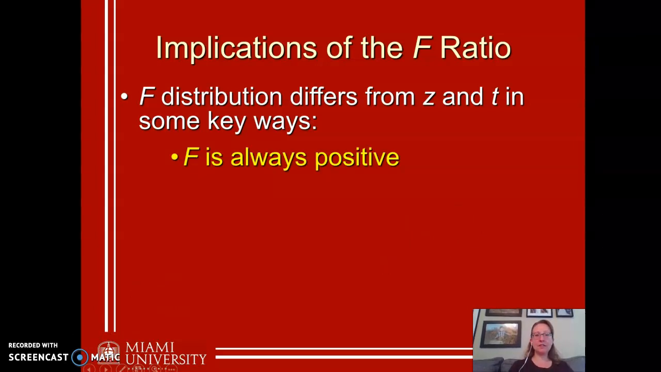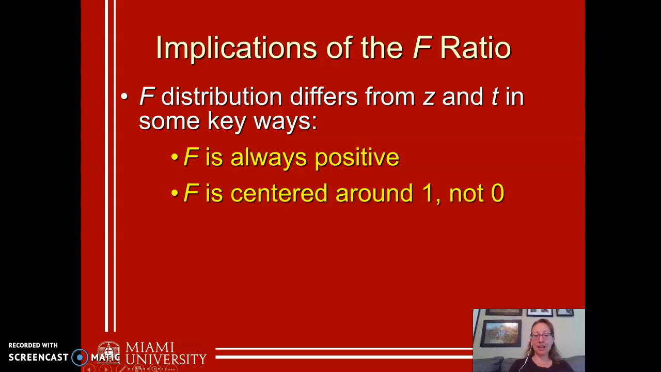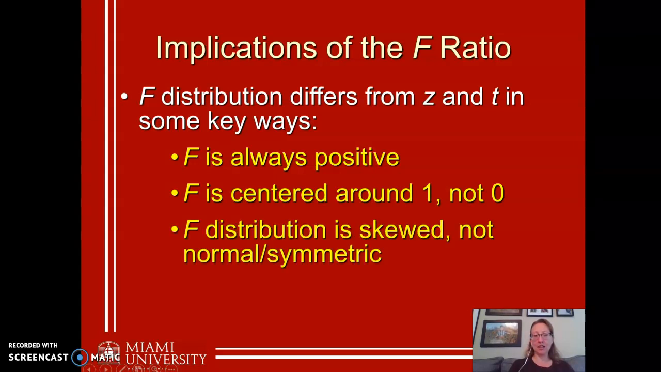First off, the F distribution differs from the Z and T distributions that we've been doing before in some pretty key ways. First off, our F value is always positive. It cannot be negative. In a z-test and t-test, you can get a negative value, and that means those folks are below average. With an F-test, we're always going to get a positive value, because an F is centered around 1, not 0. The other thing about an F distribution is it's skewed. It's not normal or symmetric.